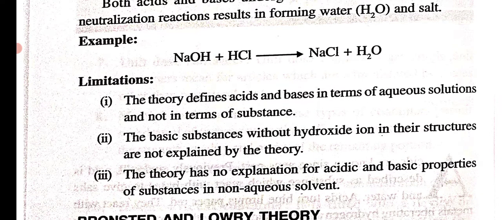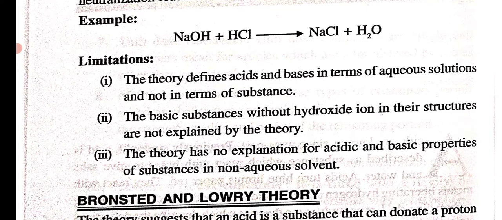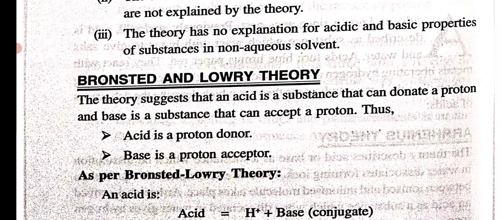Limitations of this theory. The theory defines acids and bases in terms of aqueous solutions and not in terms of substances. The next limitation is that basic substances without hydroxide ion in their structures are not explained by this theory. Third limitation is the theory has no explanation for acidic and basic properties of substances in non-aqueous solvent.